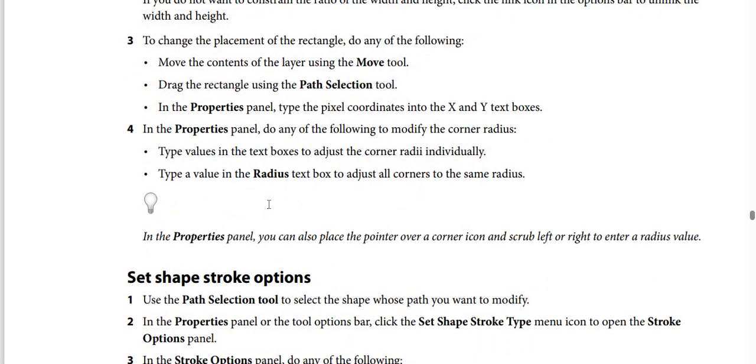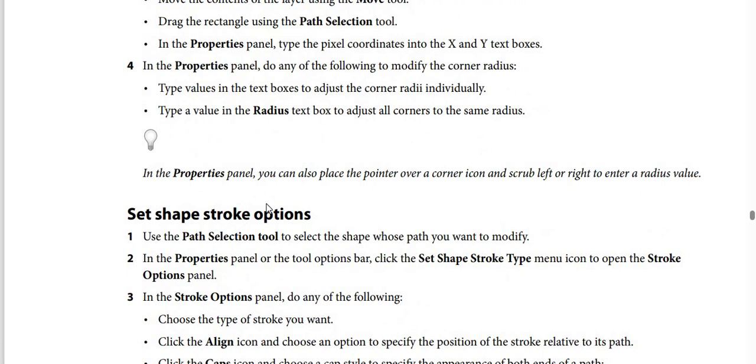Step number 3. To change the placement of the rectangle, do any of the following. You should move the content of the layer using the move tool. After that, drag the rectangle using the path selection tool. And in the properties panel, type the pixel coordinates into the X and Y text boxes.